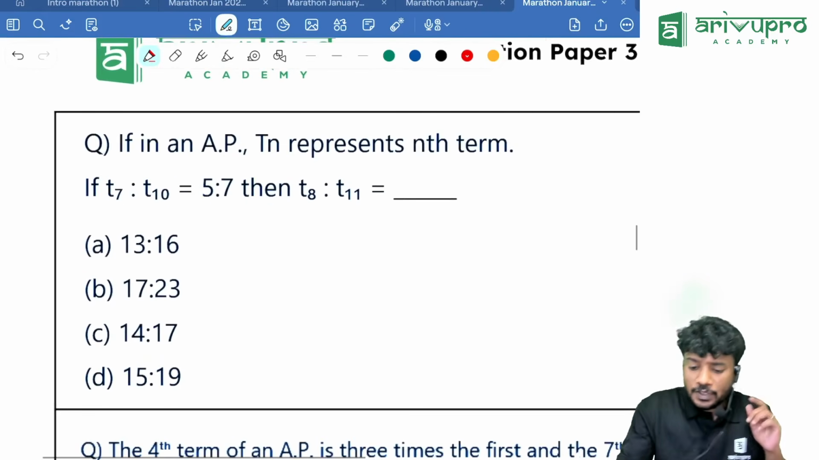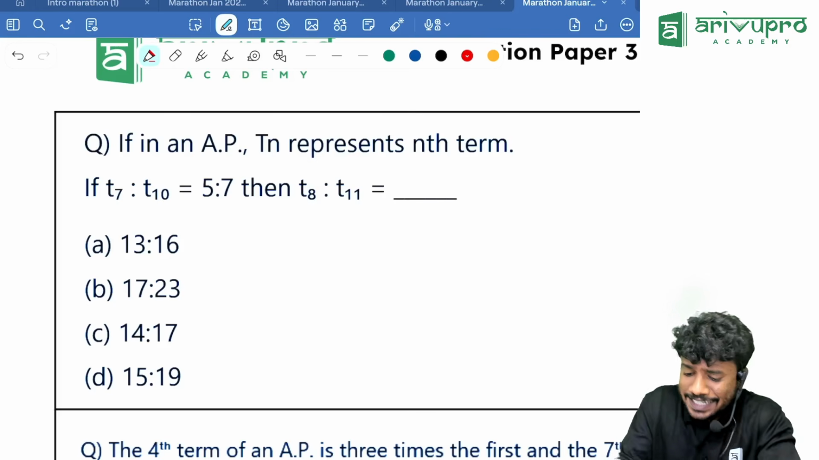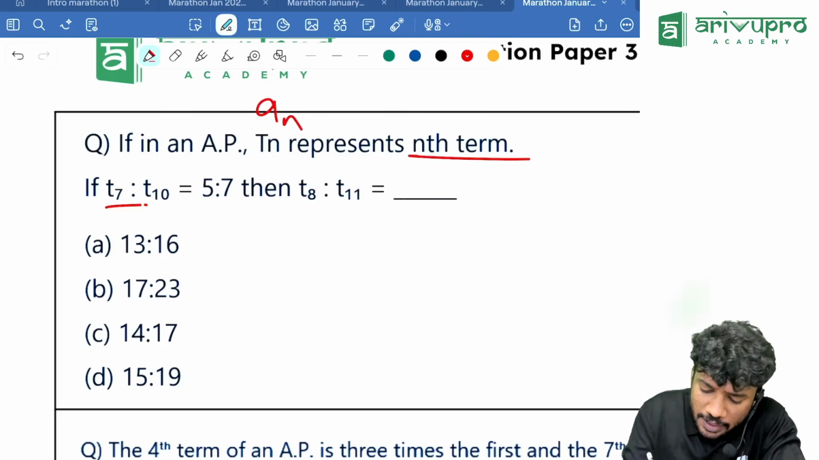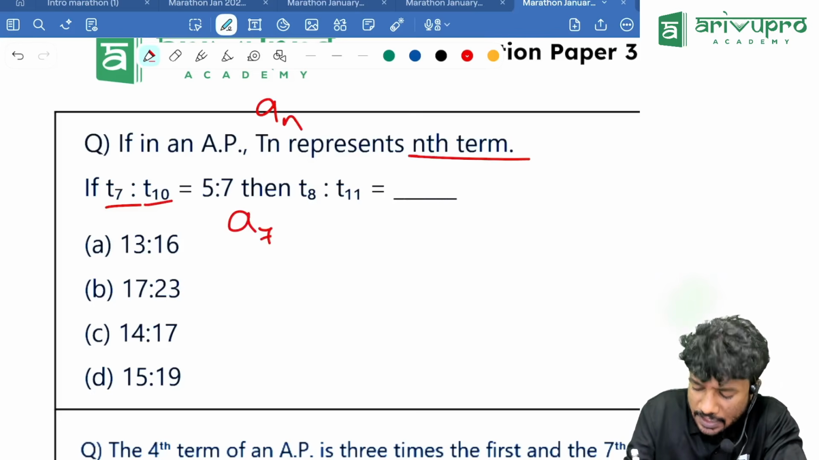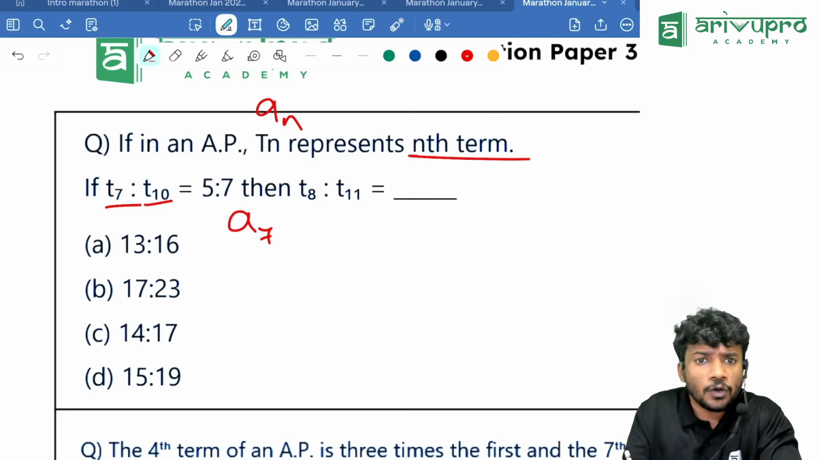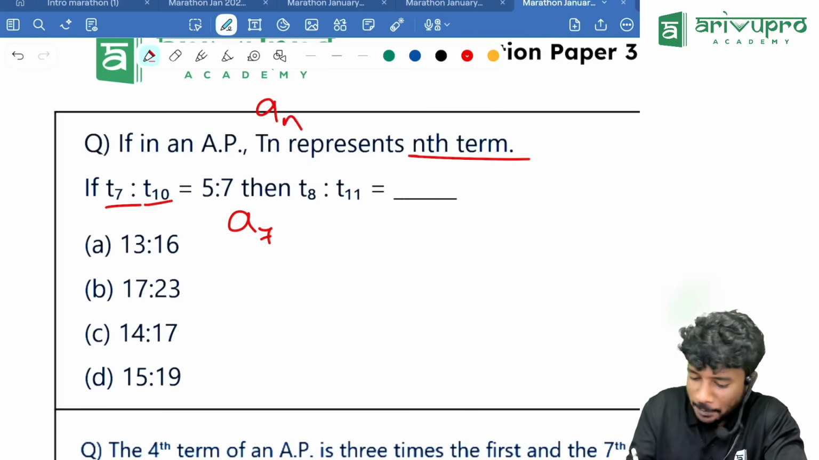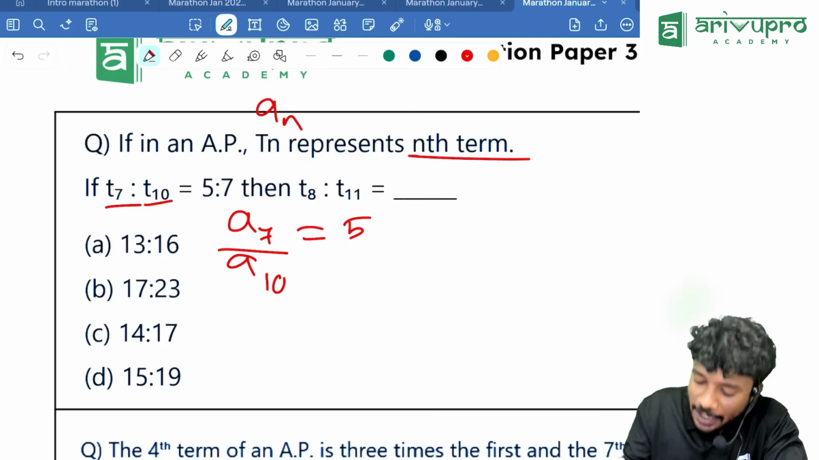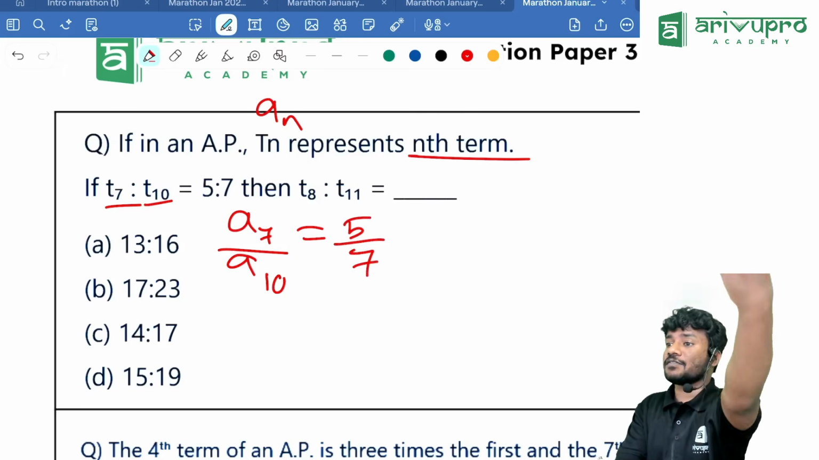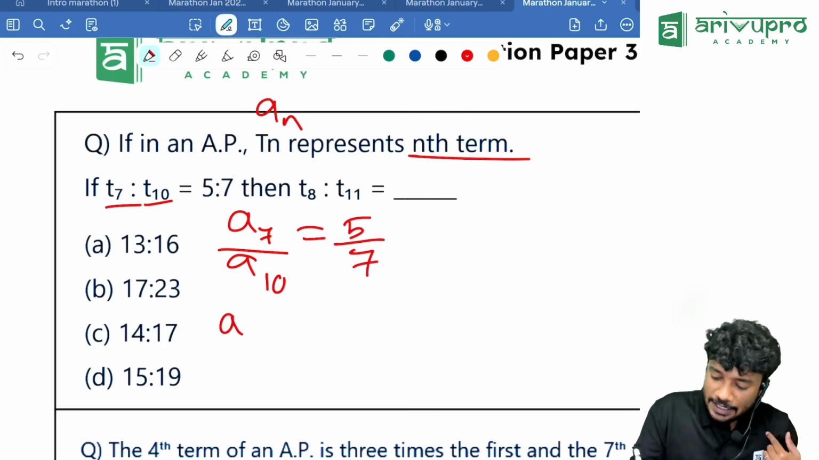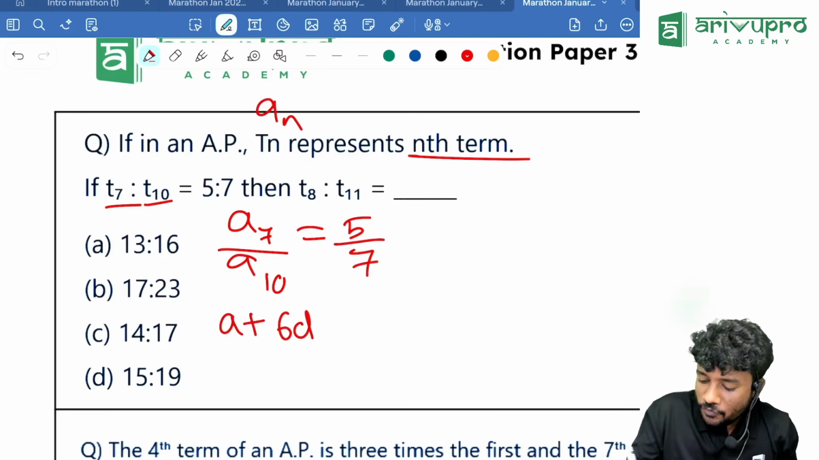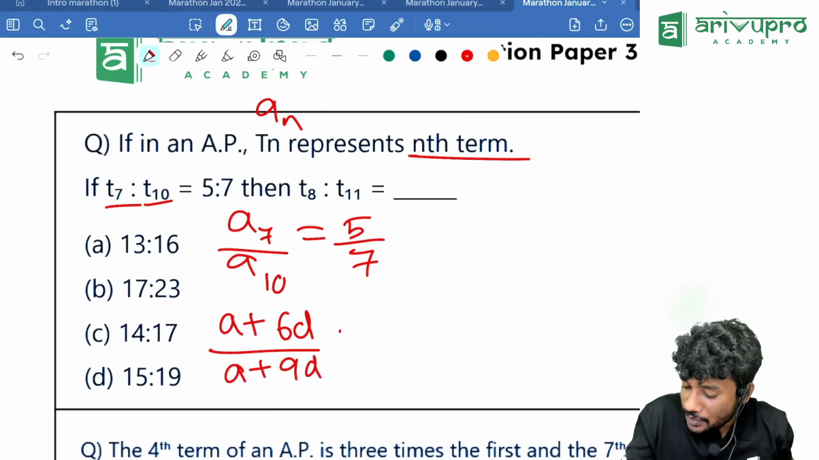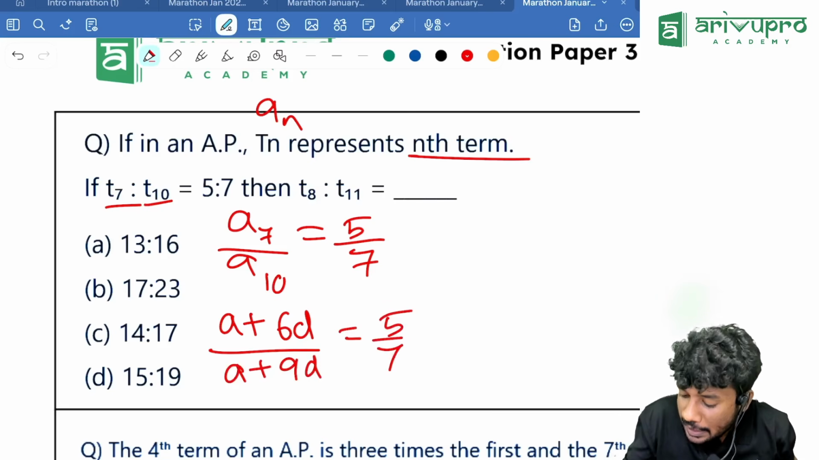Have a look at it. In an AP, An represents the nth term. T7 divided by T10, that means A7. Can I write it as A7 itself? Is it okay for you? If not, I am completely fine. Yes, A7 divided by A10 is equal to 5 by 7. When I say A7, what will you tell me back? A plus 6D. When I say A10, what will you say back? A plus 9D, which is equal to 5 by 7.